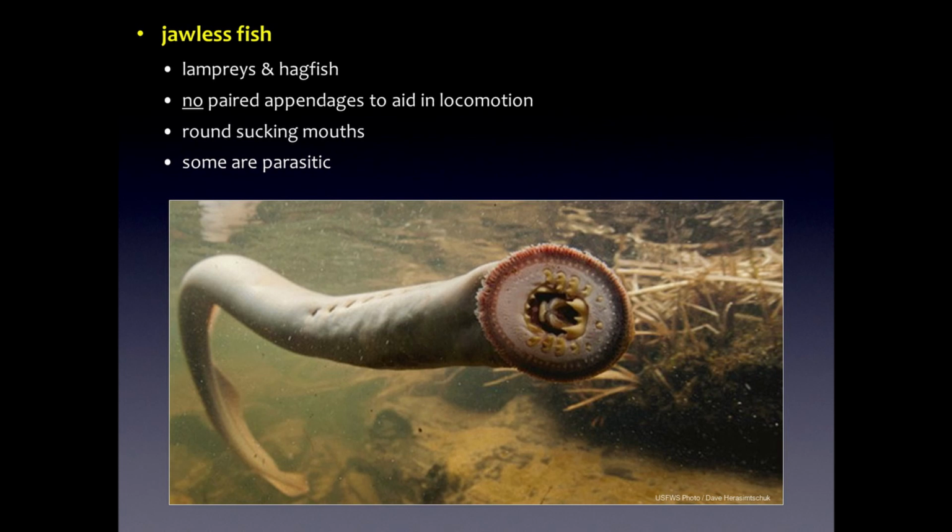Other things that distinguish them from other groups of fish is they lack paired appendages to aid in locomotion. So it's almost like a worm-like body that, by using muscle contraction, is able to move through water. Here's a really excellent picture of the mouth of a jawless fish. This looks like a lamprey here. It's a round sucking mouth, rather terror-inducing. Some are parasitic, so some will attach themselves to another fish or marine organism and basically suck away at that fish, and contribute nothing to that other organism's life.